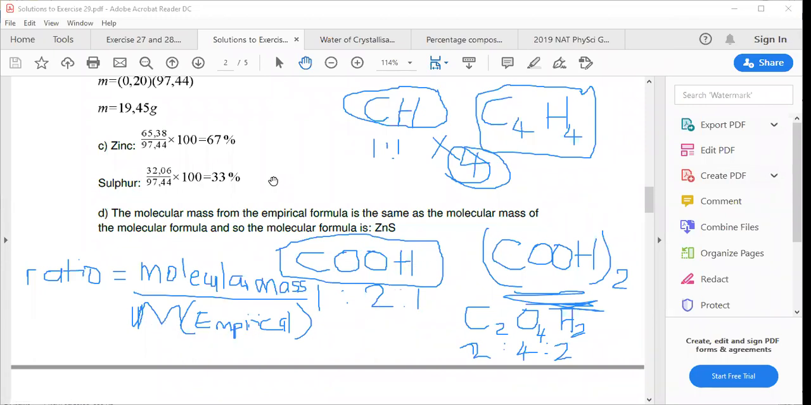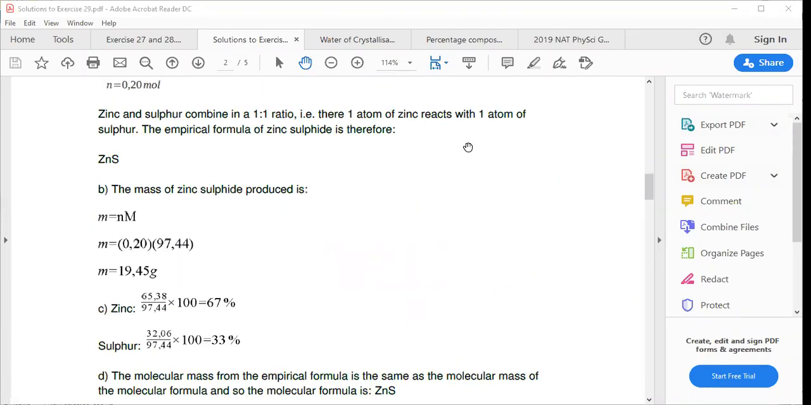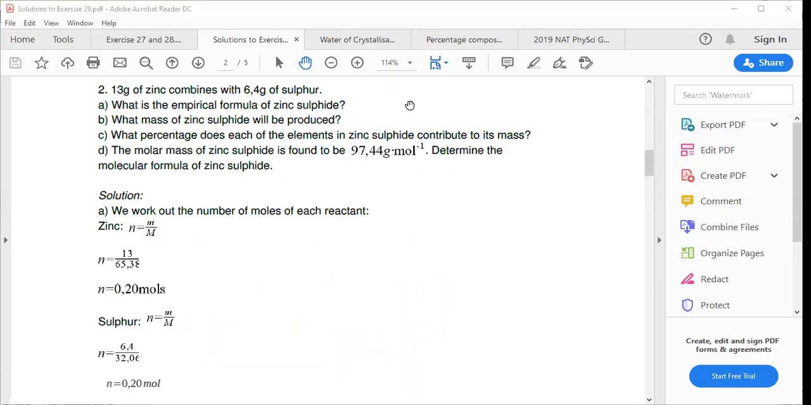Let me do this as an example so that you understand what I'm trying to say here. Let me do it with the zinc sulfide, then you understand. This is what you're supposed to do today. Let me just clear this. Right, I'm going to go back to the question. The question is saying the molar mass of zinc sulfide is found to be 94. So here they are giving you the molar mass, all right? Determine the molecular formula.